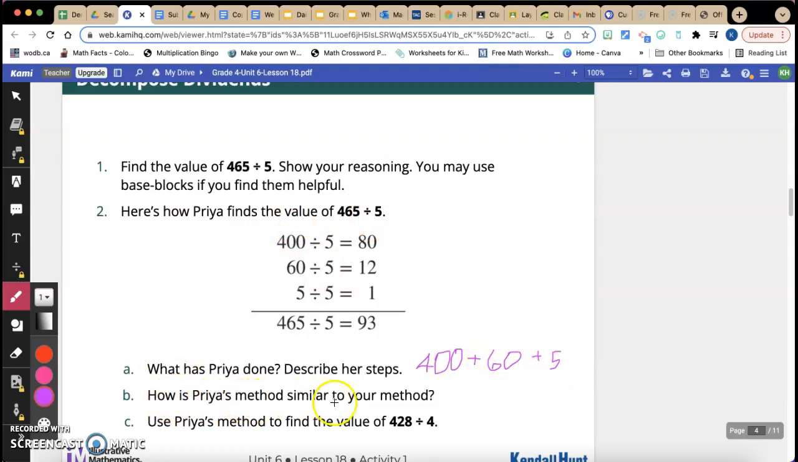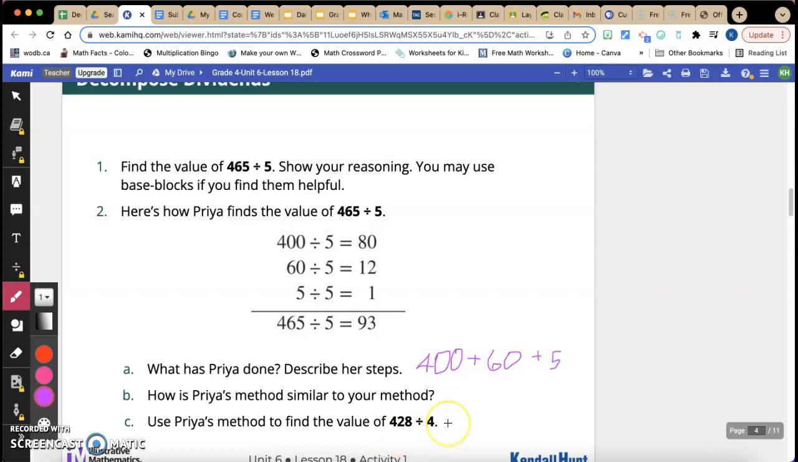How is Priya's method similar to the method that we have used so far this year? Well, it's really similar. We think about how close we can get to our answer with our fast facts. That's what they're doing here, seeing how close they get. Use Priya's method to find the value of 428 divided by 4.